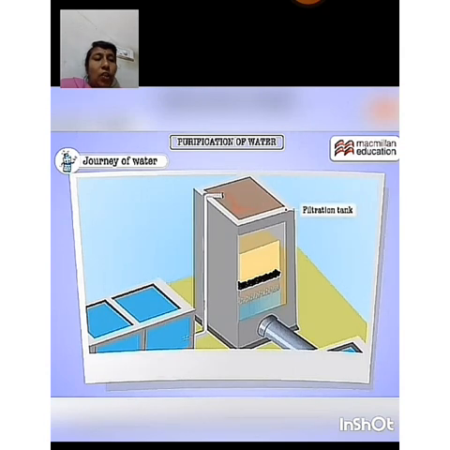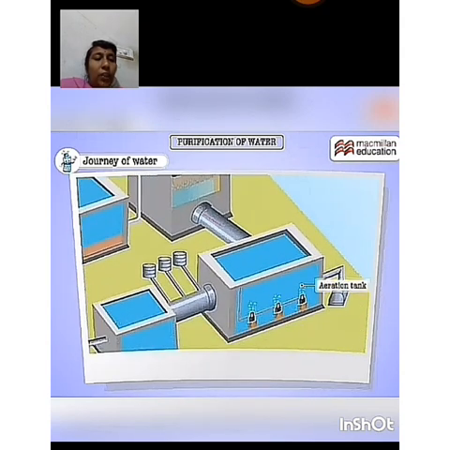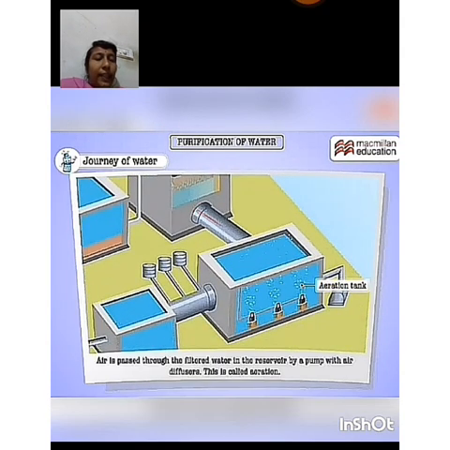In the second stage, water is carried from the sedimentation tank to the filtration tank. Here water is passed through beds of charcoal, sand and gravel. This process removes the suspended impurities. The third stage of the purification process is aeration. Air is passed through the filtered water in the reservoir by a pump with air diffusers. The circulation of air reduces the concentration of taste and oxygen content of water is increased.